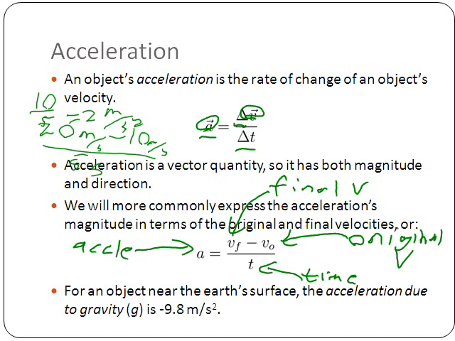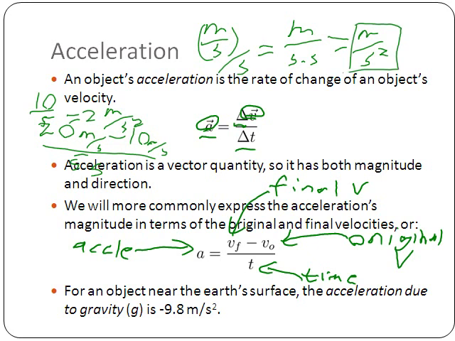Now, on that unit, meters per second squared, if you look at this, we're basically taking meters per second, a unit of velocity, divided by a unit of time. And when we do that, that's basically going to be the same as meters over seconds times seconds, which is meters per second squared. This is the SI unit of acceleration, and the one we will use the vast majority of the time. All acceleration units are going to be in distance per time squared.